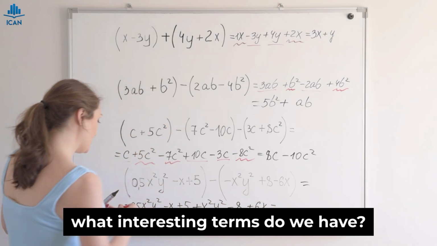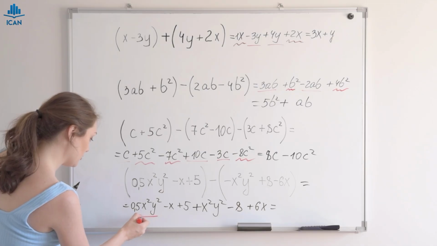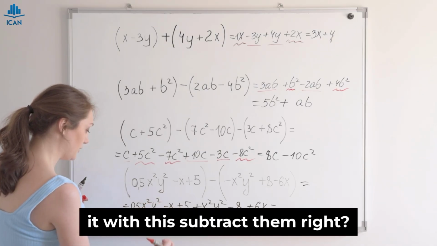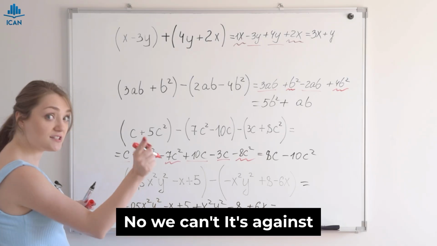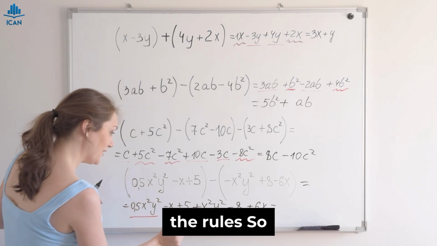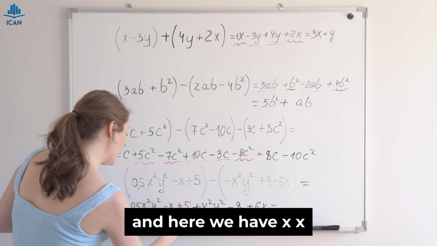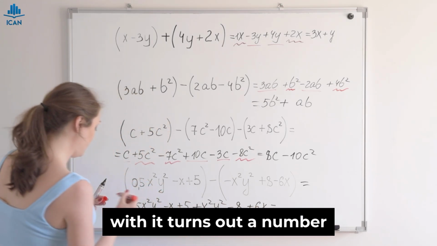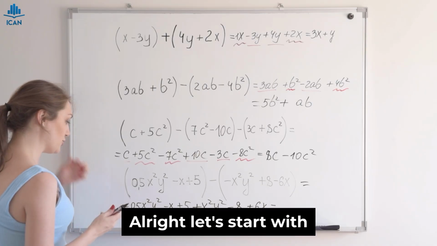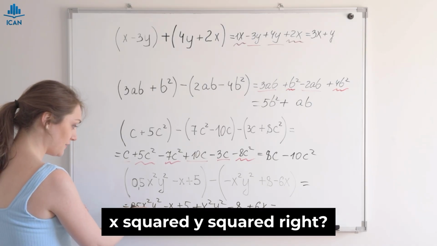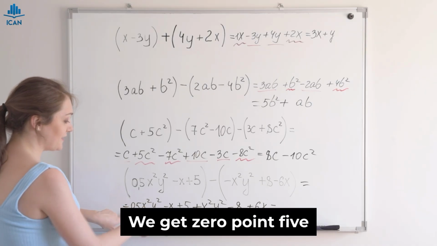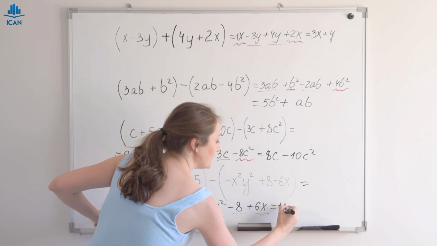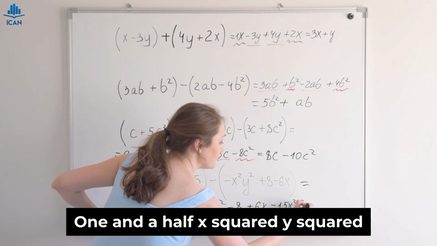What interesting terms do we have? Look, here we have x squared y squared. Can we combine it with this, subtract them? No, we can't. It's against the rules. And here we have x, and we're left with a number. All right, let's start with x squared y squared. We get 0.5, and here we get 1. That gives us 1.5x squared y squared.